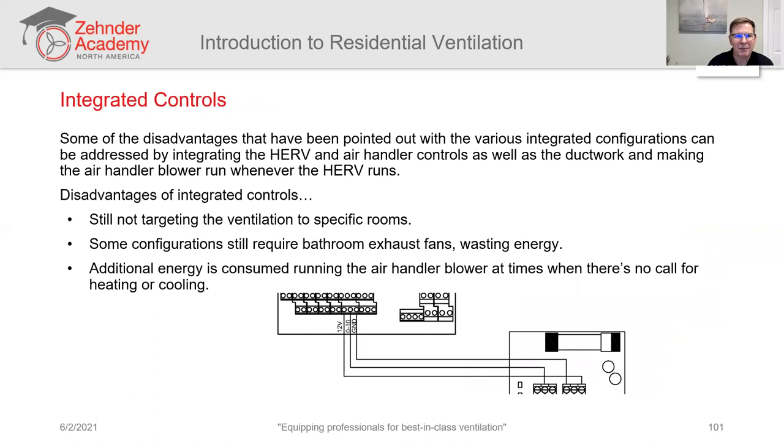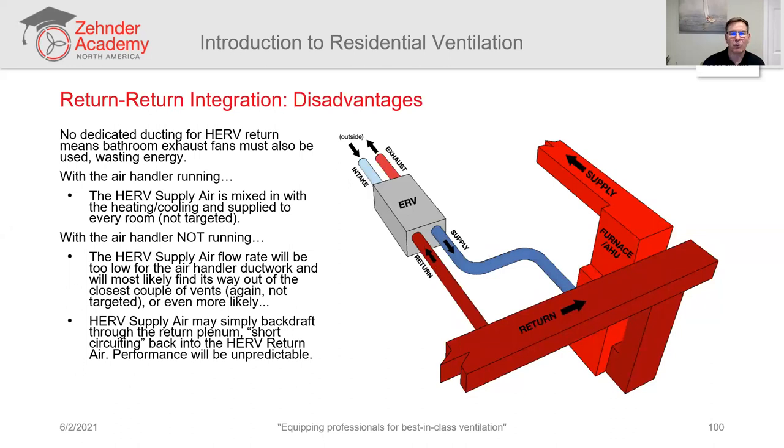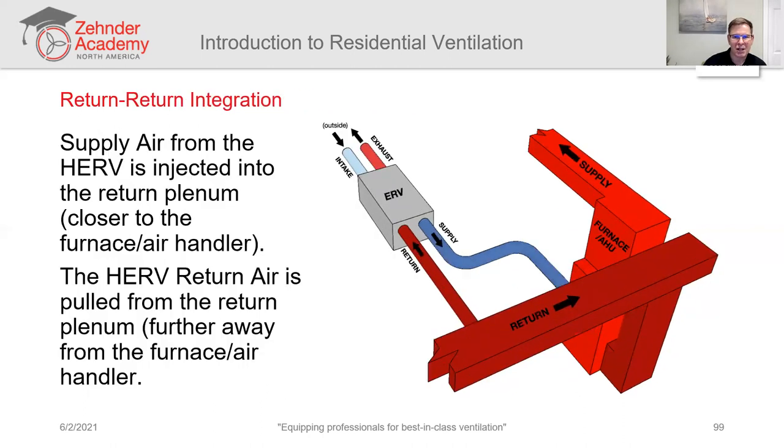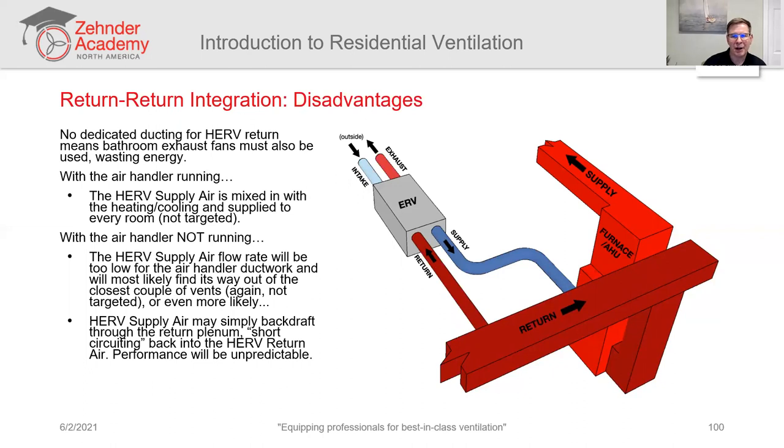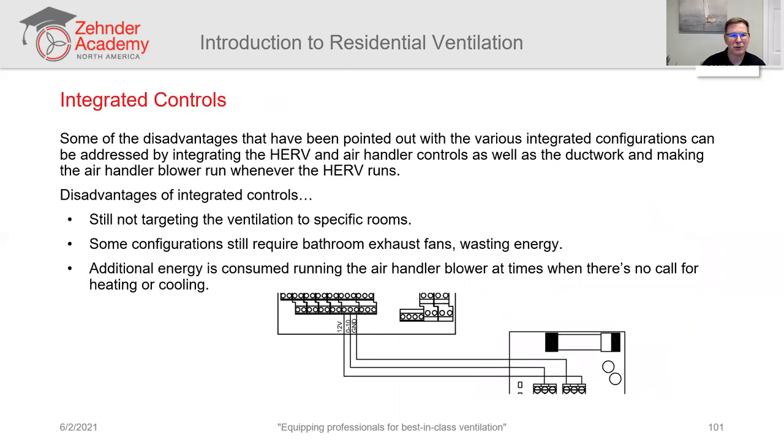So integrated controls are another topic. If you're going to try to address some of the disadvantages of these other system integration approaches, one of the ways you're going to do that is with control integration, where you at least have the air handler running whenever the ERV is running, if the ERV is running intermittently. Ideally, the ERV runs continuous, and so then you have to run the furnace continuously, or at least the air handler continuously. So now you're into integration of controls potentially.